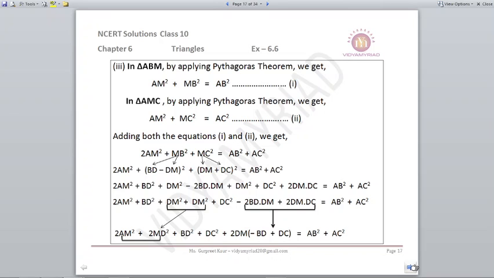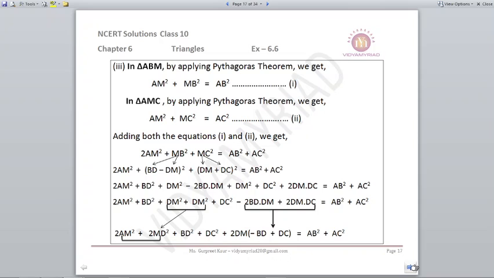In triangle ABM, when we use the formula AB square is equal to AM square plus MB square, and if I take triangle AMC, I know AC square will be equal to AM square plus MC square. Now add both the equations. According to that, you get twice of AM square plus MB square plus MC square is equal to AB square plus AC square. If you look at MB, MB is made up of BD minus DM, and if you look at MC, MC is made up of DM plus DC. So just apply the formula of (A minus B) the whole square and (A plus B) the whole square.